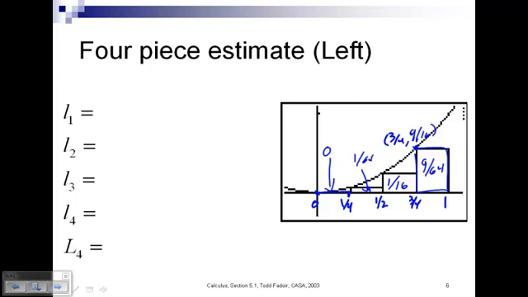You're close. Well, let's go through that one more time. What's the width of this rectangle? 1/4. How tall is that rectangle if we're using this point right here to estimate its height? 0, because the function is 0 when x is 0. All right?